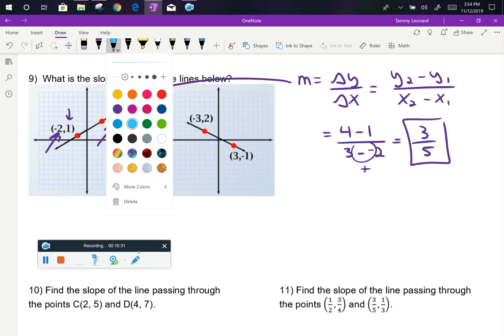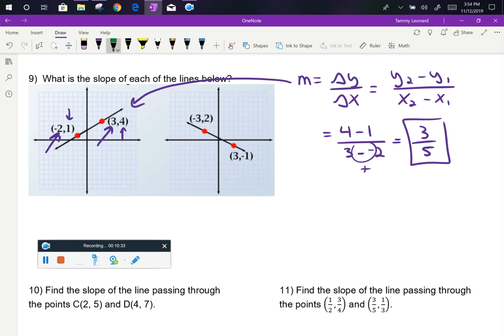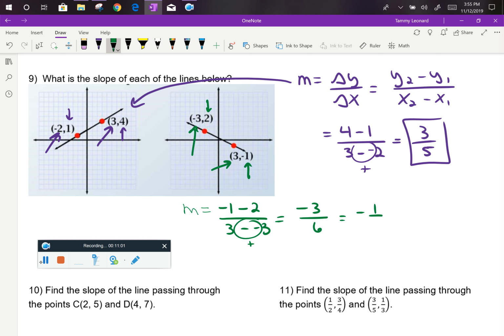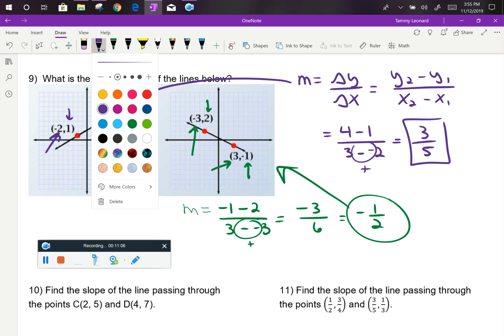Looking at my second line, I have that the slope is the same idea, y2 minus y1. So if this is my y2, that's negative 1 minus, here's my y1. That would make this my x2 minus, this is my x1. Negative 1 minus 2 is negative 3. 3 minus a negative 3 is 6. And if I reduce my fraction, I get negative 1/2 for the slope of this second line.